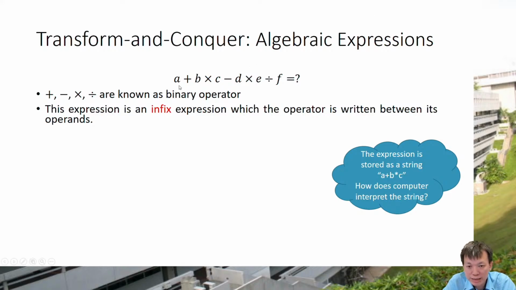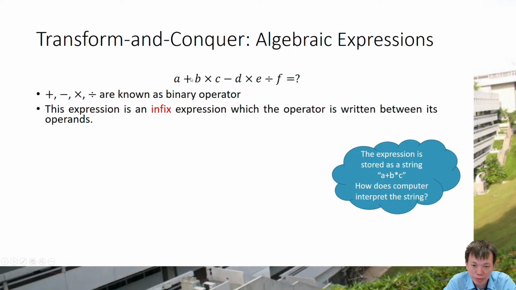If you look at this expression, this is the so-called infix expression. That means the operator is in the middle. You have two operands, A plus B times C. How can the computer find out that it needs to do this first? What is the algorithm to let it be able to do B times C and D times E divided by F? That is the problem.